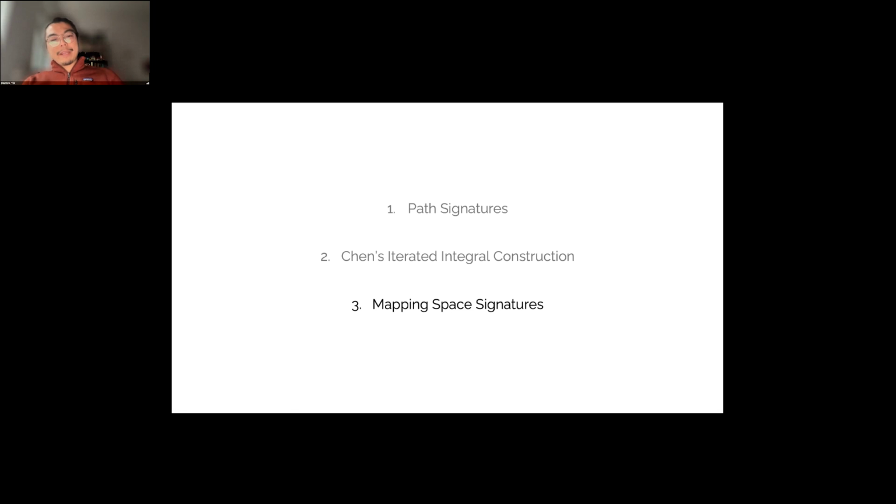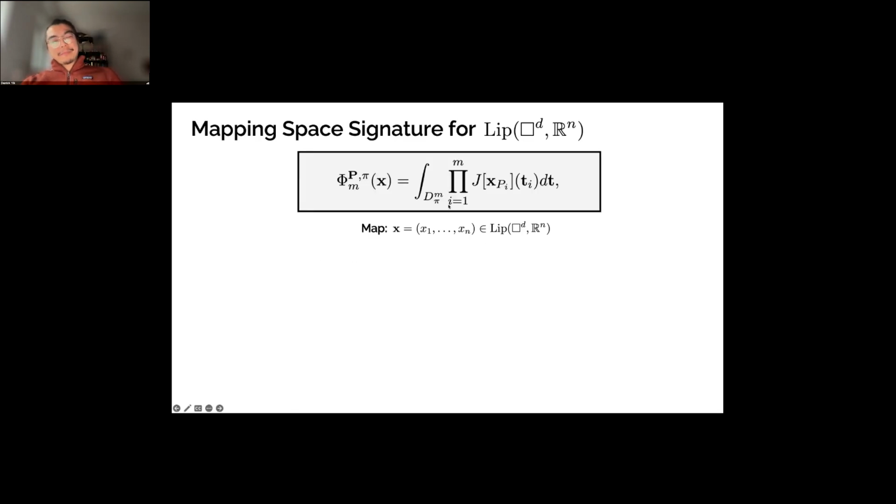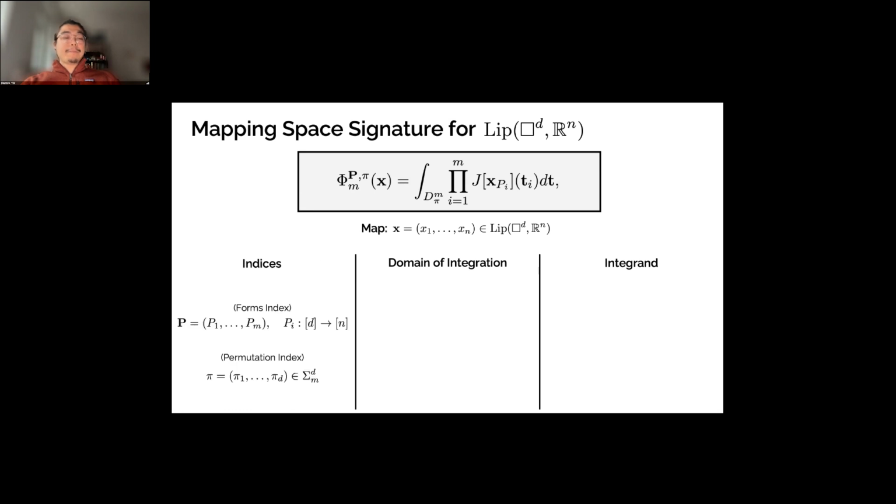Okay, so now that we have some motivation for defining the signature, we can look at its definition. So symbolically, this is what the mapping space signature looks like, but I'll go through each of these components individually. So if we recall, with the path signature, this was indexed by a single multi-index I. The difference here now is that we're going to have two different indices for this mapping space signature.